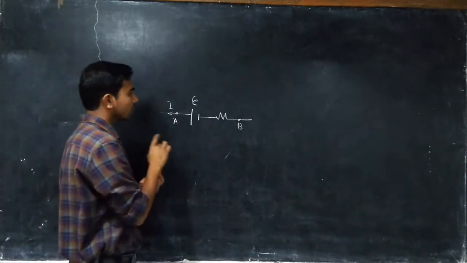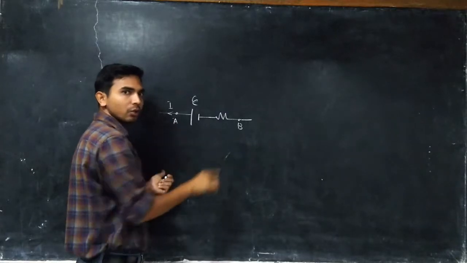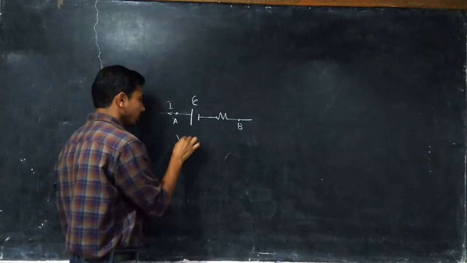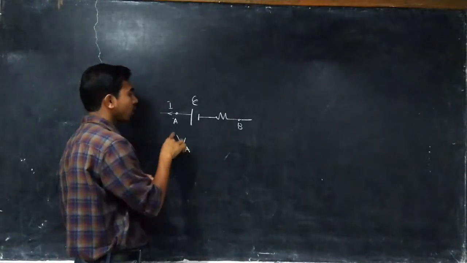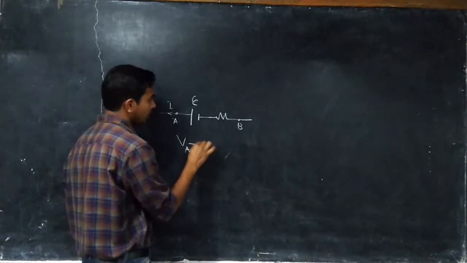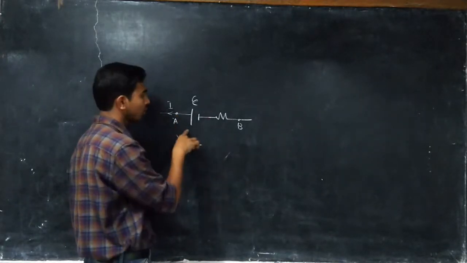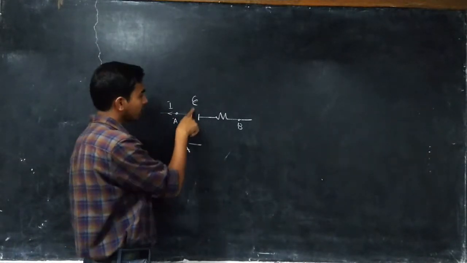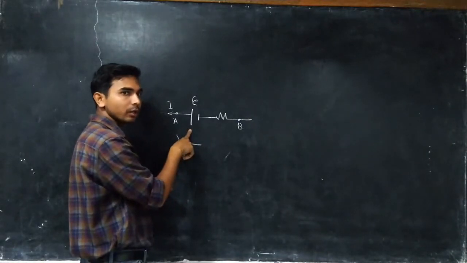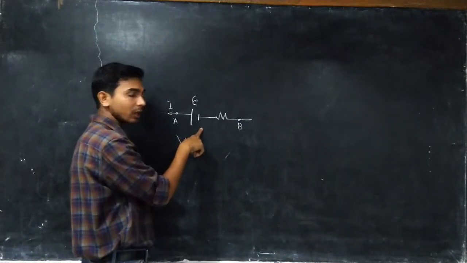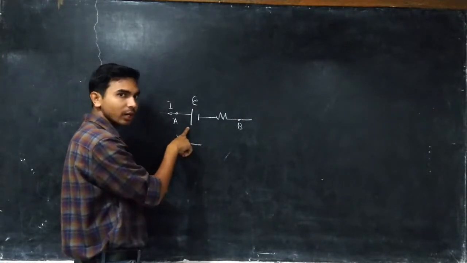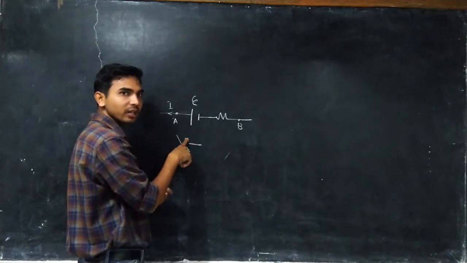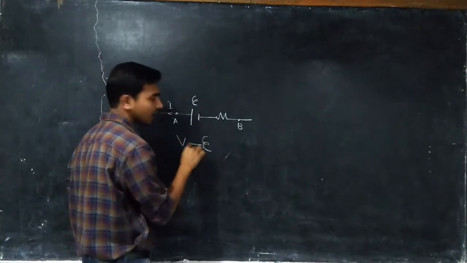So if I am going to calculate the potential between point A and B, what I have to do? We have to move from point A to B. Suppose point A has some potential, and now we are moving from point A to B. On the way, this battery EMF is coming. Here this is your positive terminal and this is your negative terminal. As positive is coming first, if we are moving from positive to negative, that means potential is decreasing. If potential is decreasing, we will take a negative sign.